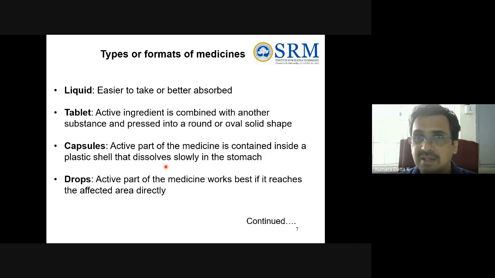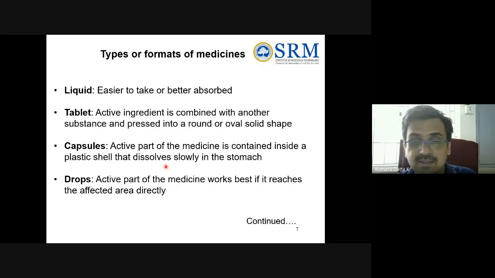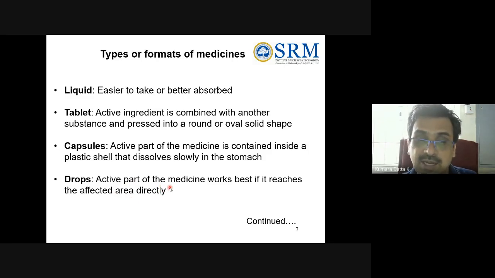Either it must be very bitter, or when you take that, it can even contaminate, or instead of reacting in the parts where you want it to react, it can get stuck at some places where the reaction is not required. That is the reason why we need to have a tablet form or a capsule form or drops, especially whenever you want the medicine to work at a particular place directly, you use drops. So this is also one set of formats.